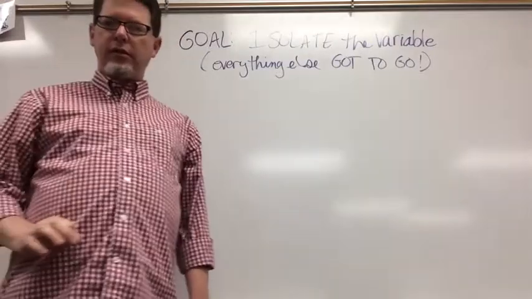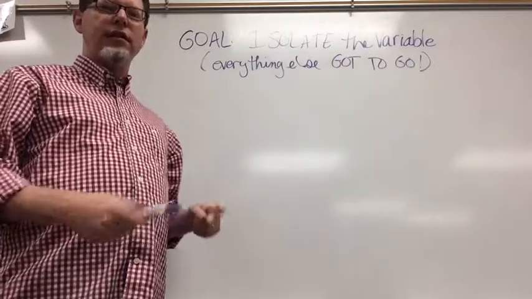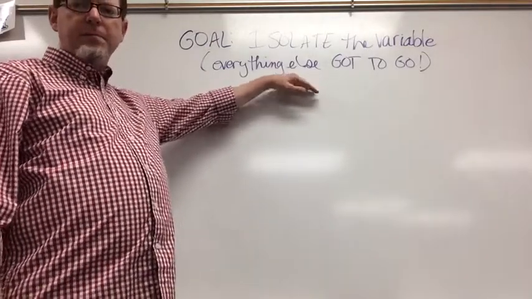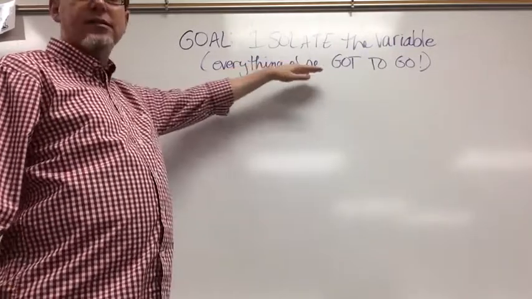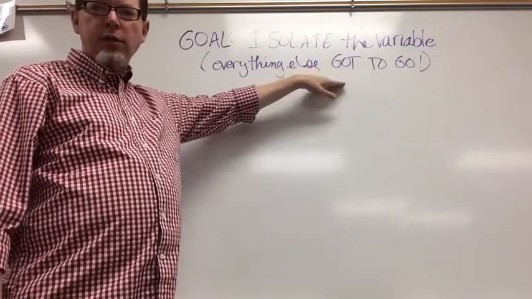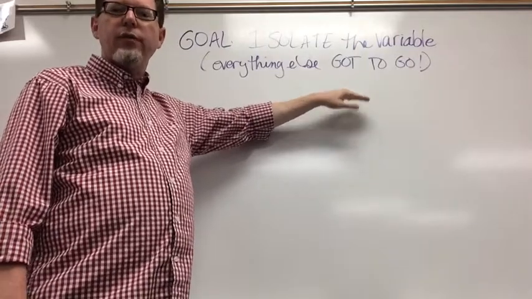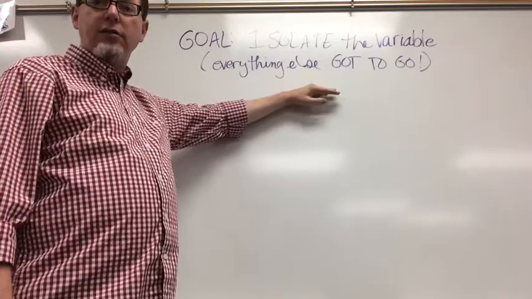Now that you have that chart copied down in your composition book, we're going to continue to talk about solving one-step equations. The goal in solving a one-step equation is to isolate the variable. Please write this under the chart that you just wrote down: we need to isolate the variable. What that means is everything else has got to go. All numbers, anything except the variable, has got to go to the other side. So remember that phrase: isolate the variable and everything else has got to go.